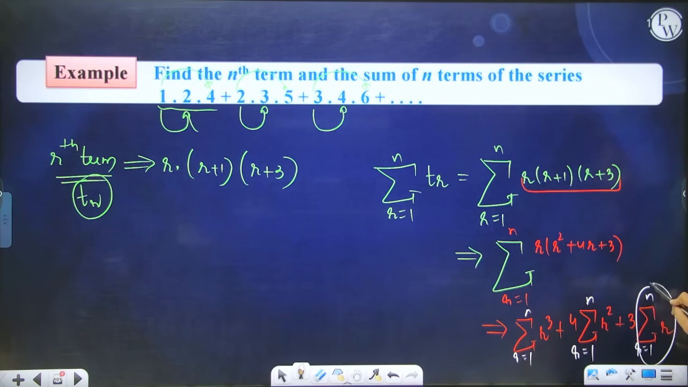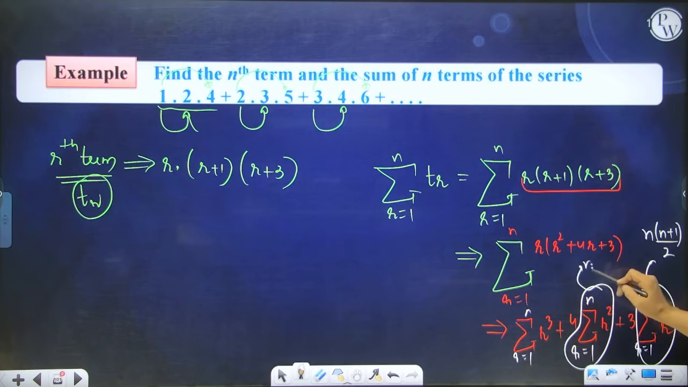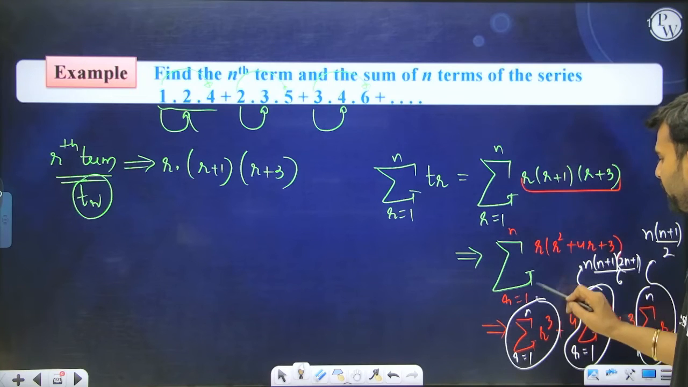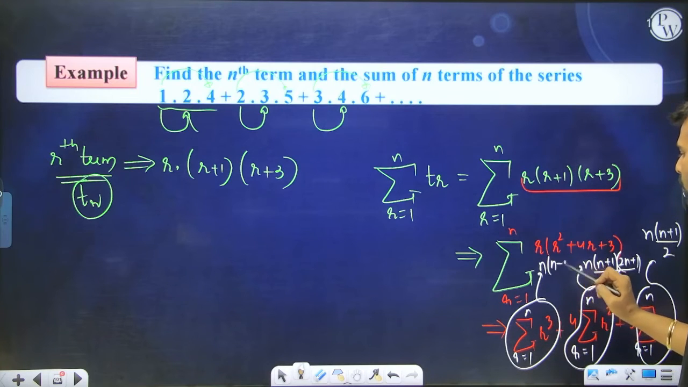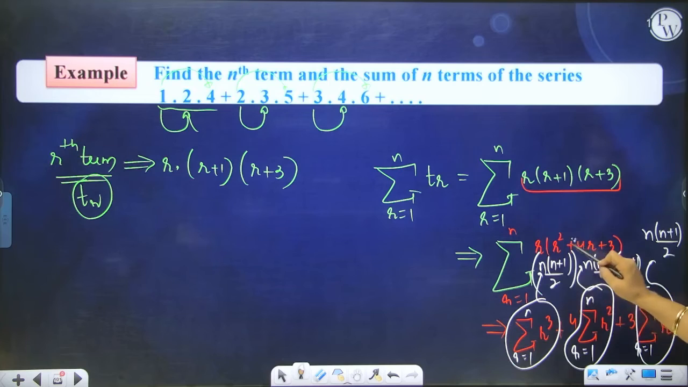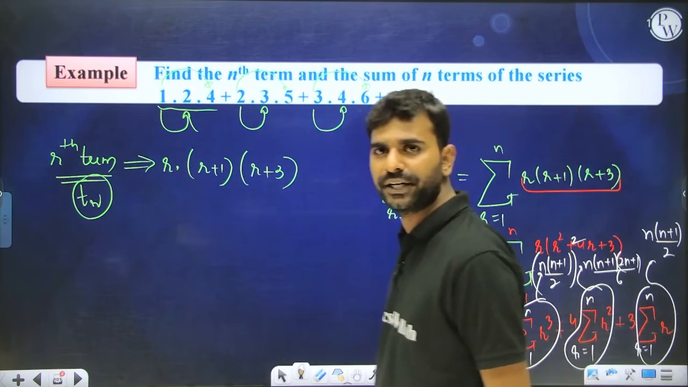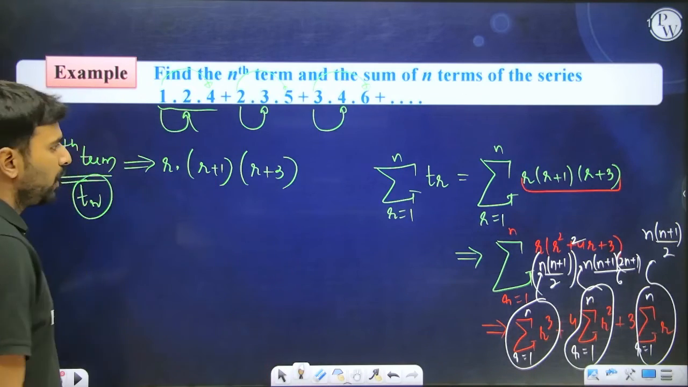We know the formula for this as well, n into (n plus 1) by 2. We know the formula for this as well, n into (n plus 1) into (2n plus 1) by 6. And over here also we know the formula that it is going to be n into (n plus 1) by 2, whole square. Just put that and the question is solved. I hope the thing is clear to all of you.